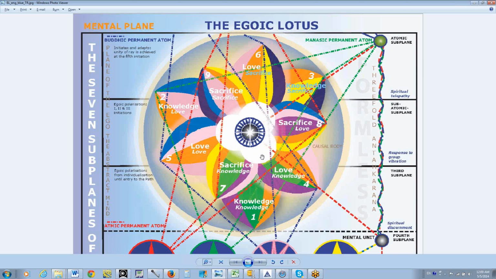No indication is given of the turning of the innermost petals, which are called synthesis petals, and they are said to be of a lovely lemon yellow hue. And so we have the synthesis of knowledge, the synthesis of love, and the synthesis of sacrifice. They all seem to be centered in the central subplane, but perhaps that is not so. Perhaps in a way they do touch the lower subplane for synthesis knowledge, the middle subplane for synthesis love, and the upper subplane for synthesis sacrifice.